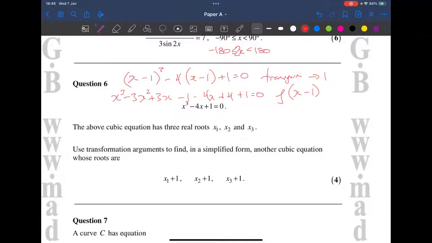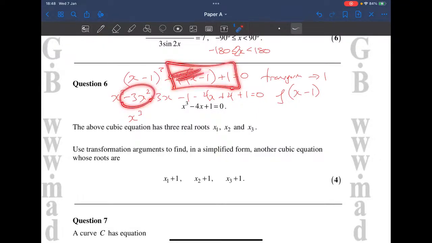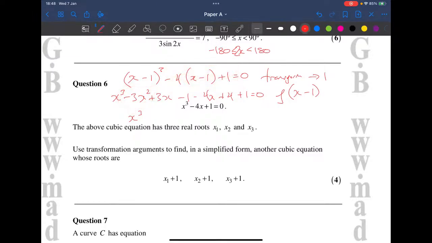So let's collect all the like terms. How many x cubes have we got? Just this one. How many x squareds? Again, just this one. There's none coming from this part at all, so you can kind of discount it when you're thinking about the higher powers. So that's minus 3x squared. How many x's? We've got 3 there, and minus 4 over there. So that's minus 1 altogether.